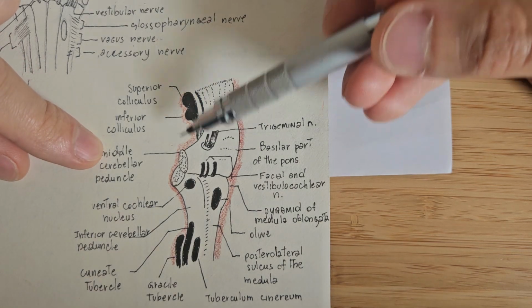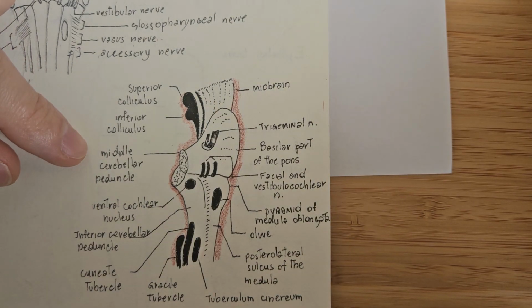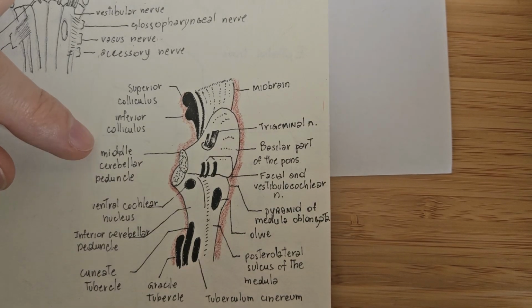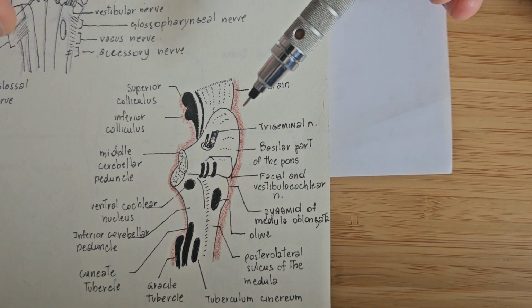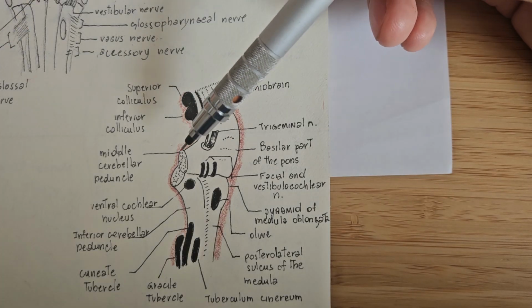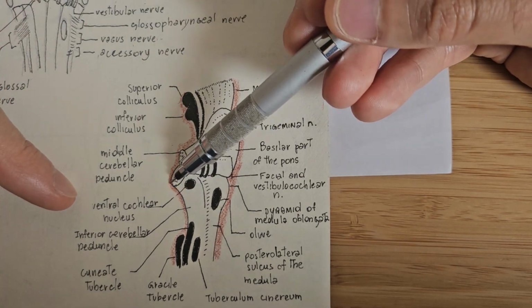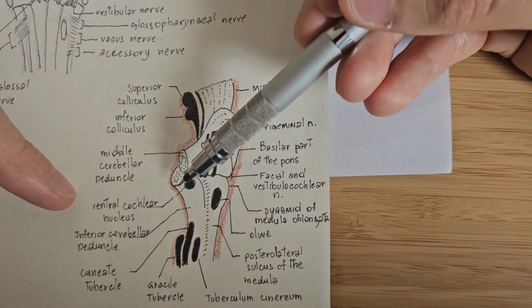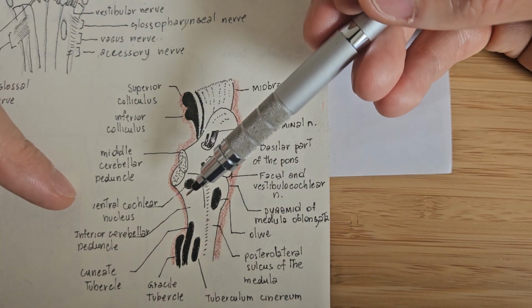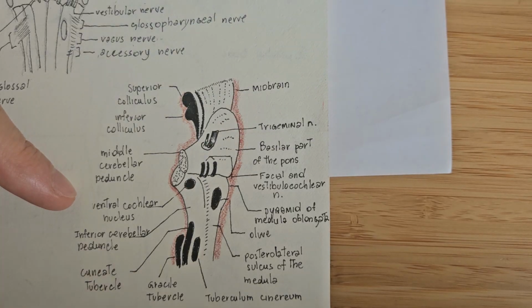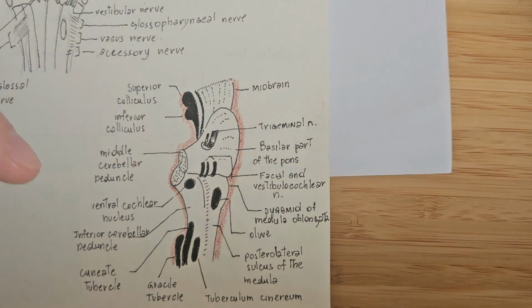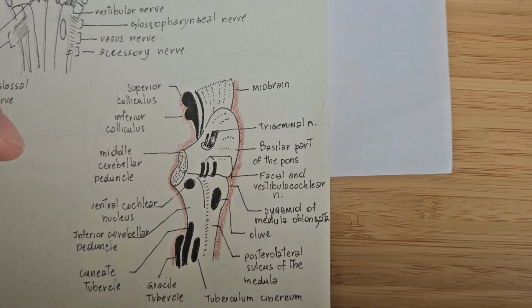Below here, we have the middle cerebellar peduncle that connects the cerebellum to the pons and carries both afferent and efferent fibers. Lesions here can result in cerebellar dysfunction, leading to ataxia, which is impaired coordination, and dysmetria, which is inaccurate limb movements. Down here, we have the ventral cochlear nucleus that is located in the medulla and processes the auditory signals from the cochlea. Damage to this area can lead to sensorineural hearing loss.